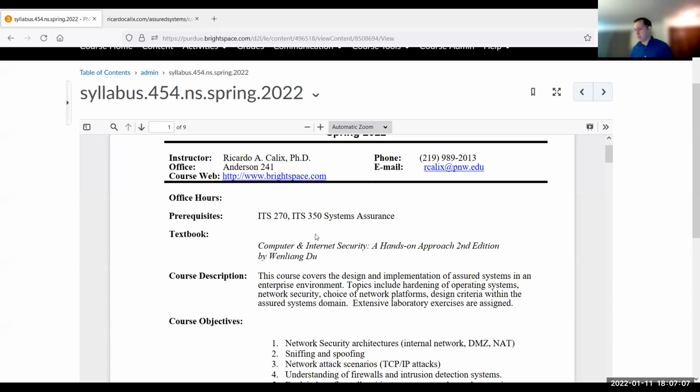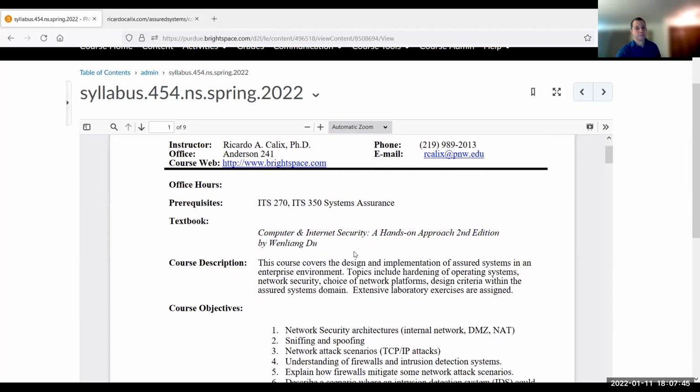This class does not use crypto that much. It's a little bit different focus, but VPNs touch on that a little. So towards the end, I'll kind of combine it. And also 270, your networking class. A lot of the issues here will involve one or two or more computers, and so being able to configure simple things in the network should be useful. The book is Computer and Internet Security: A Hands-On Approach by Wenliang Du. So we'll be covering some of the chapters in that book.